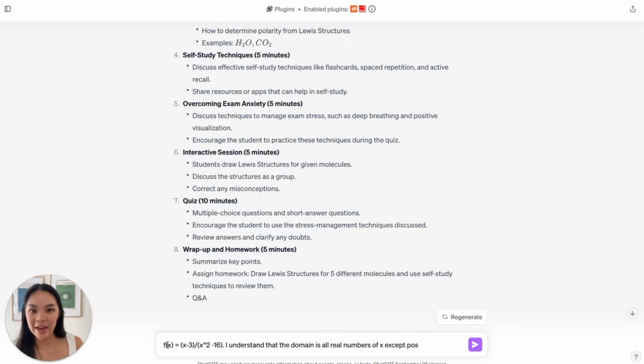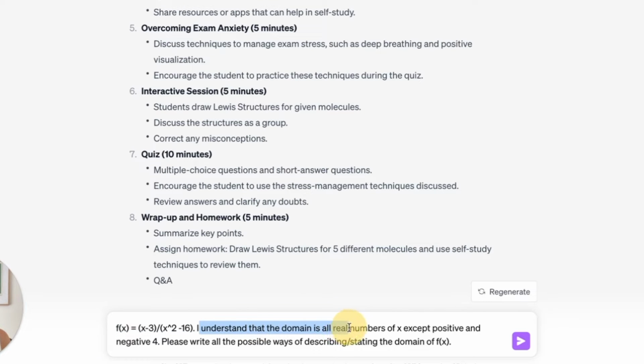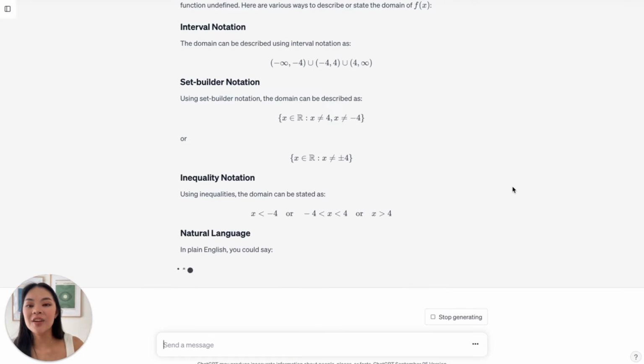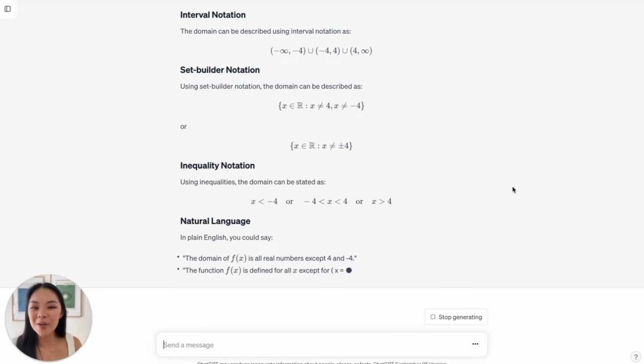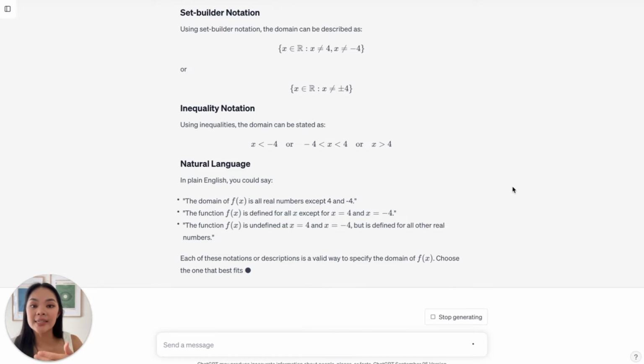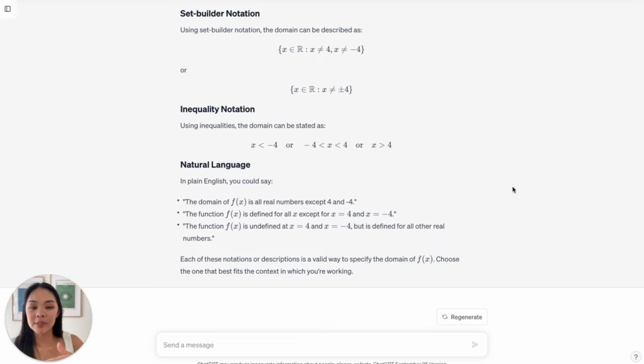Let's say you're a pre-calculus tutor and you've got this question you're working through with your student. You've written down here, I understand that the domain is all real numbers of x except positive and negative 4. Please write all the possible ways of describing, stating the domain of f of x. So you can see that it's giving me different examples. Now, if you're not a maths tutor, that's totally fine. Basically, what I've asked for it to do is give me different examples, different ways to represent the same information.